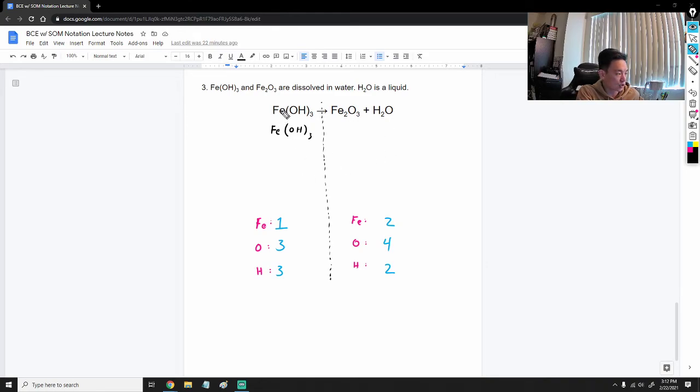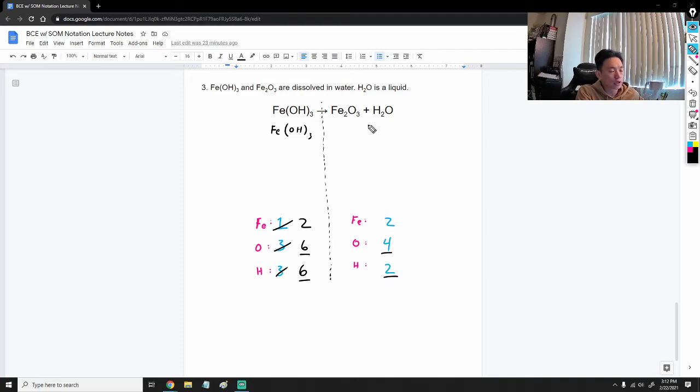How many Fe's do I have now? I have 2 Fe's. I have 2 irons. So I'm going to have 2. How many oxygens do I have? Since I added another one of the same molecule, I just need to double this. I have 6. Same thing with hydrogen, I have 6. So I have 2, 6, 6. Now it looks like I have more oxygen and hydrogen on the left side, so I'm going to have to add oxygen and hydrogen on the right side.